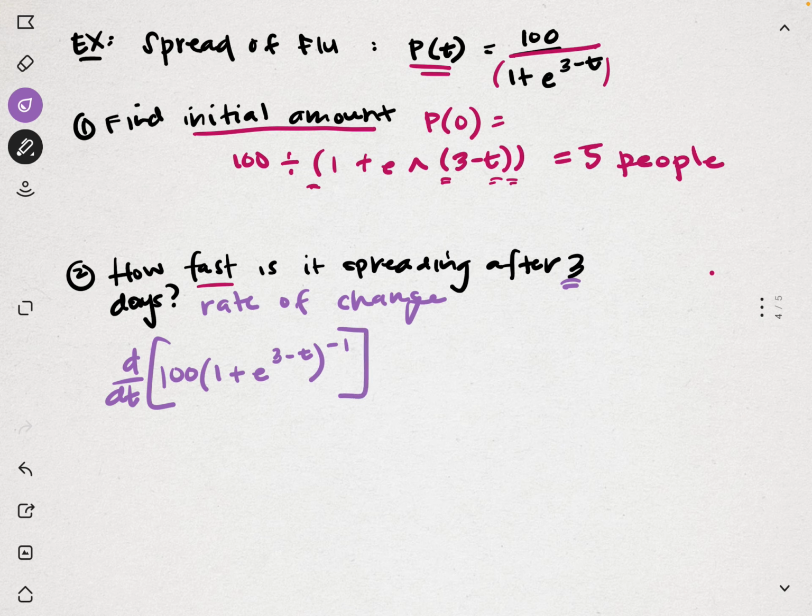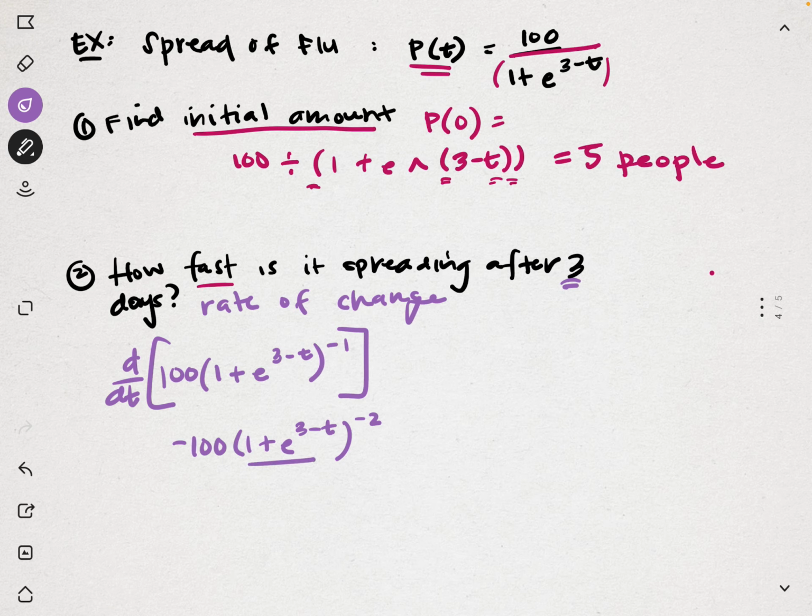Alright, so the 100's not going to be affected. This though, we're going to drop down the 1, so we're going to have -100 times 1 plus e to the 3 minus t. And then we're going to subtract 1 from our exponent. Right, then we're going to chain rule this. We have this whole inside to deal with.